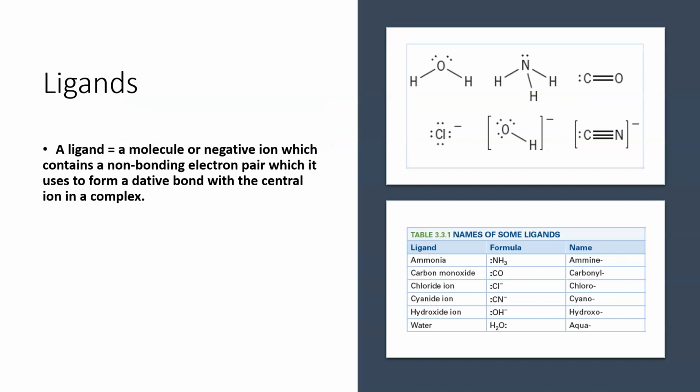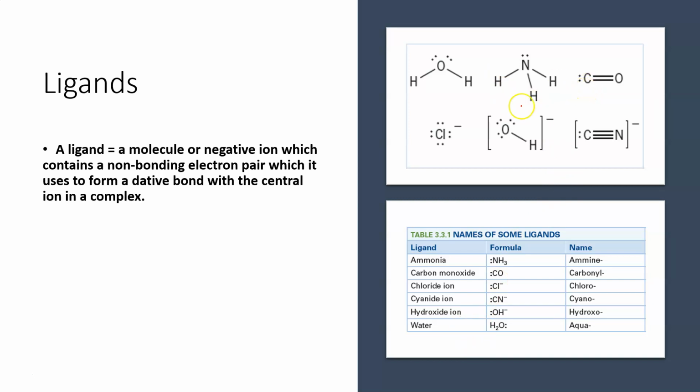So when we talk about ligands, there are a number of things that form good ligands. A ligand by definition is a molecule or negative ion which contains a non-bonding electron-rich pair which can form a dative bond to the central ion in a transition metal complex. Typical ligands that we see are ammonia, carbon monoxide, chloride anions, cyanide anions, hydroxide anions, and water. All of these have lone pairs that are able to form the coordinate dative bond.